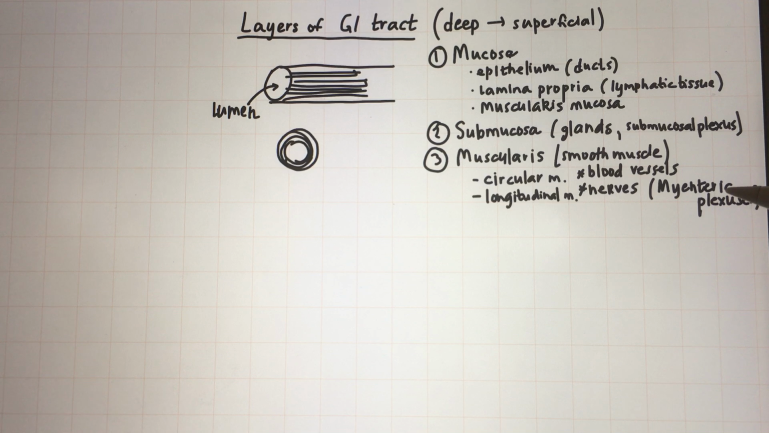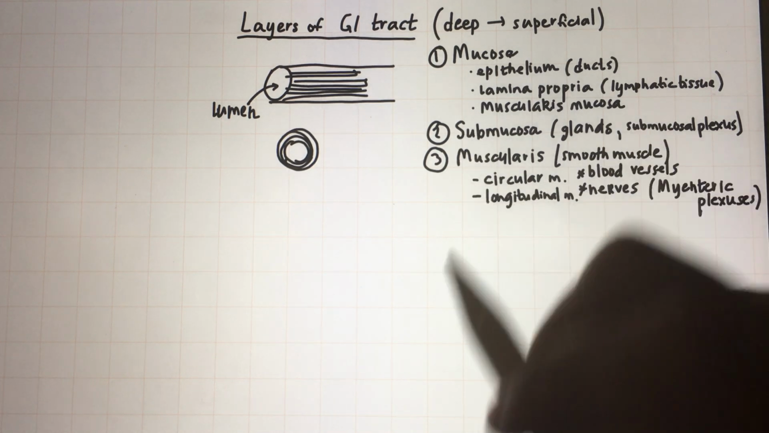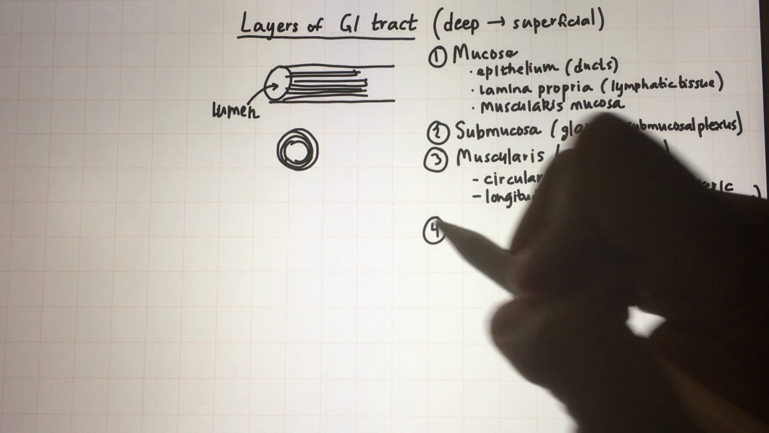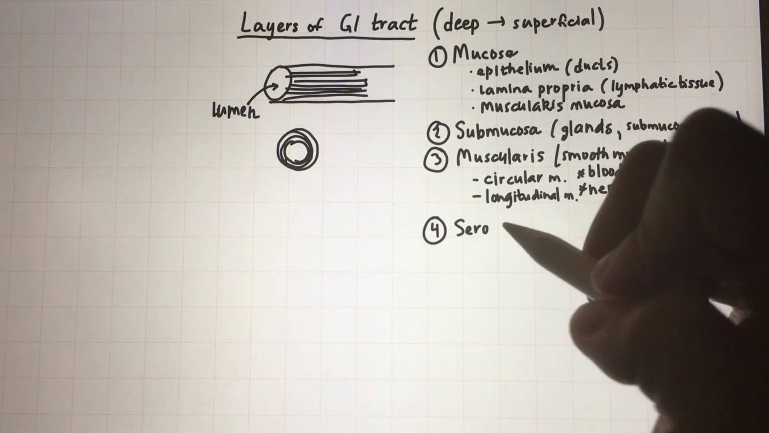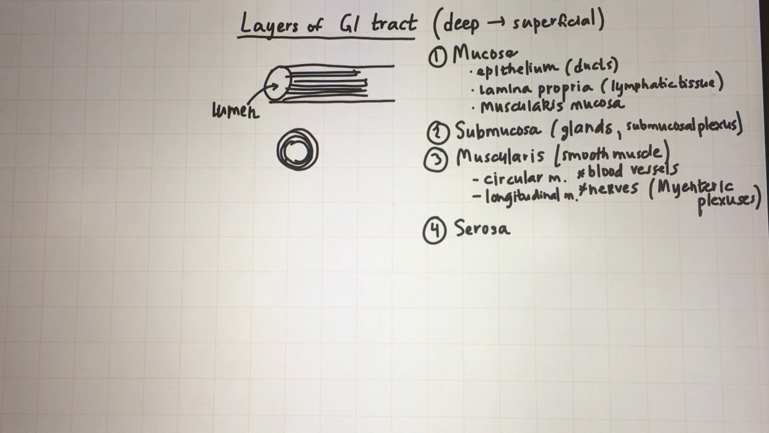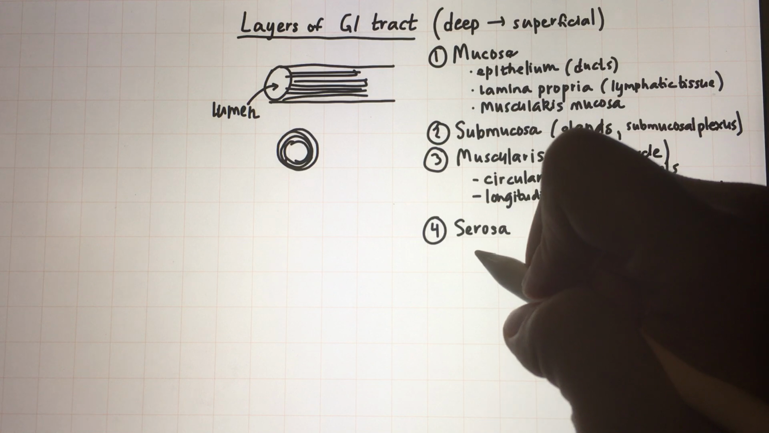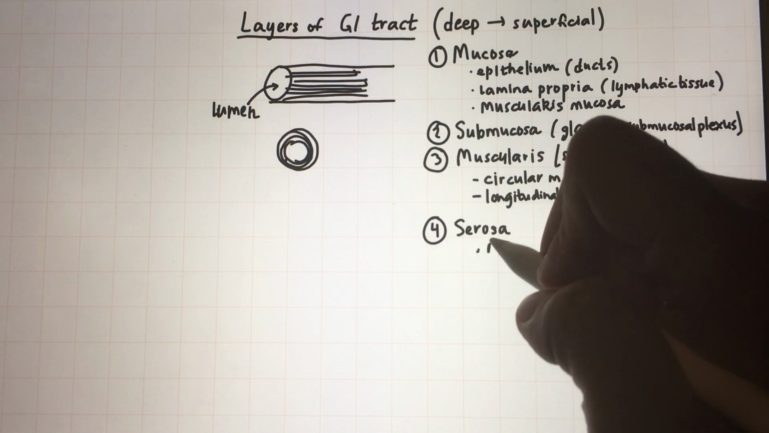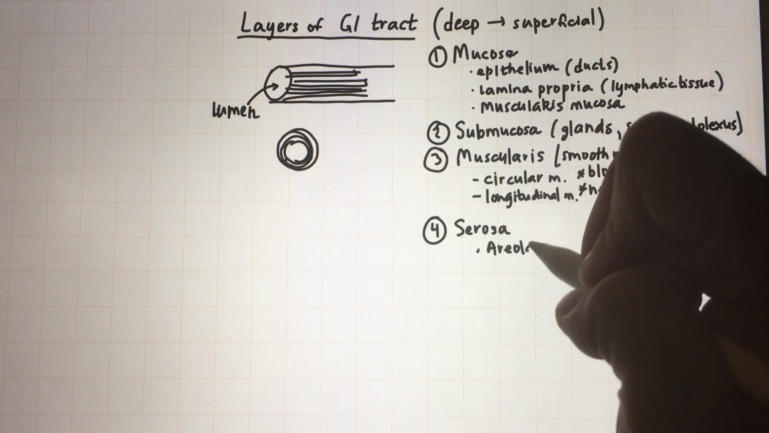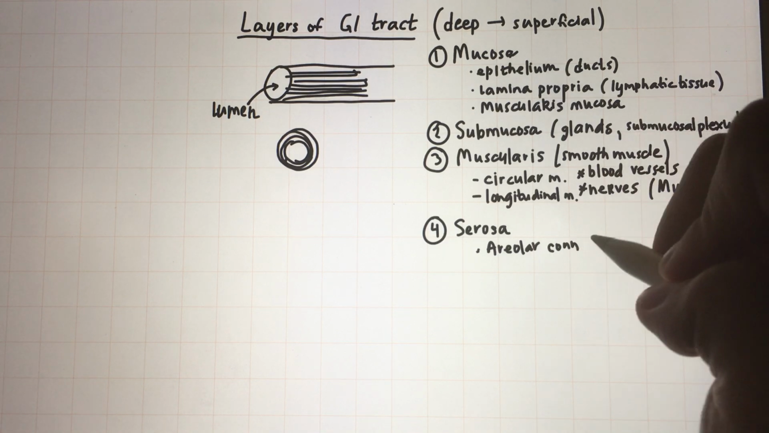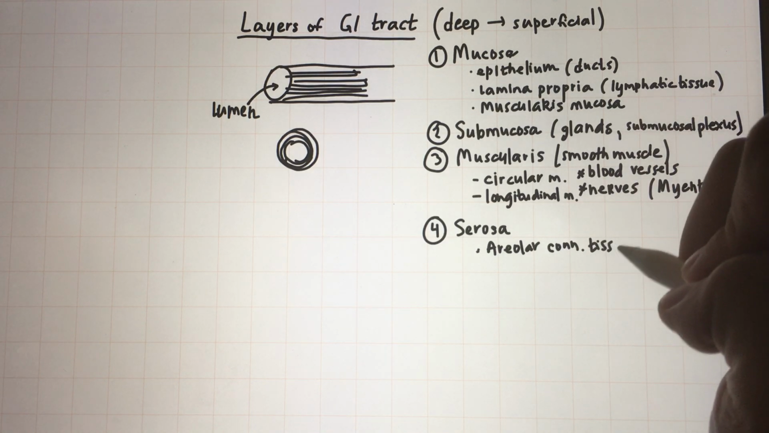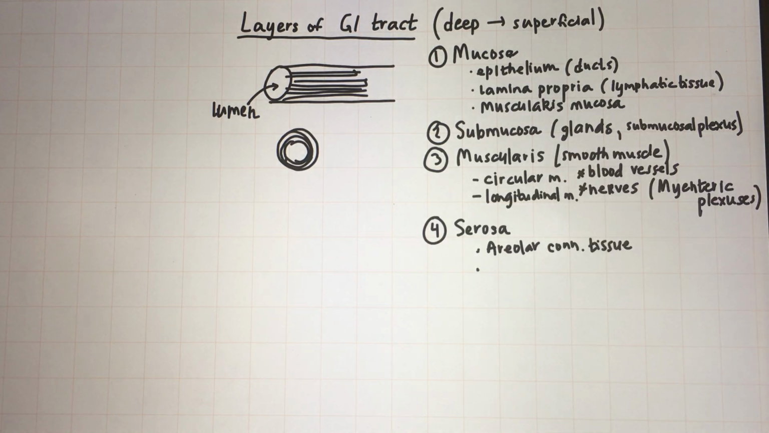And then the last layer of the GI tract, the most superficial one above the muscularis, is called the serosa. That's the layer visible if you look at the intestine from the outside without cutting it. The two layers of the serosa are areolar connective tissue, which is deeper, and the most superficial layer is the epithelium.